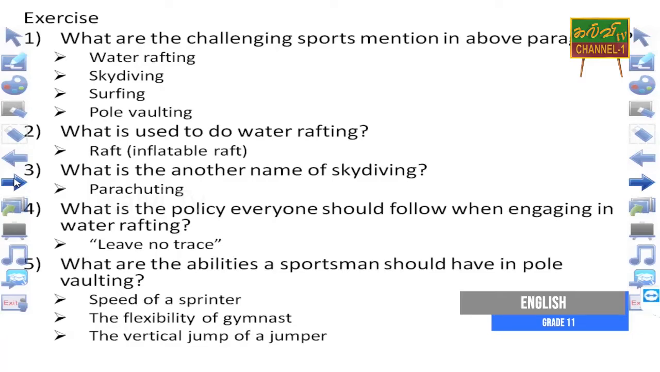What is the policy everyone should follow when engaging in rafting, water rafting? Leave no trace policy. They have given and highlighted in inverted commas, leave no trace policy. The final question, what are the abilities a sportsman should have in pole vaulting? The sportsman should have the speed of a sprinter, the flexibility of a gymnast, and the vertical jump of a jumper.